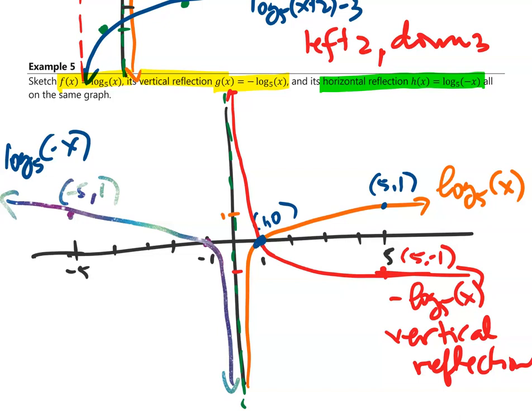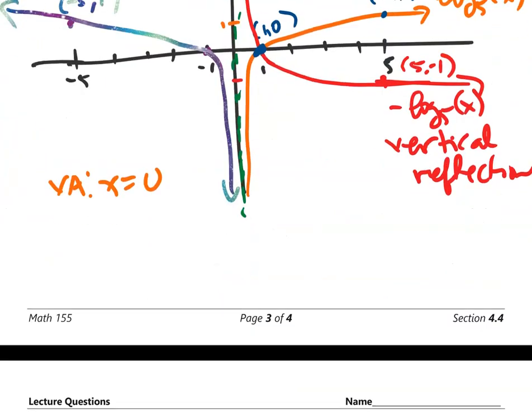Okay, all of them have vertical asymptote at x is equal to 0. So again, these are the three graphs. The orange, log base 5 of x. The red is the vertical reflection, negative log base 5 of x. And the last one is the horizontal reflection of log base 5 of negative x.